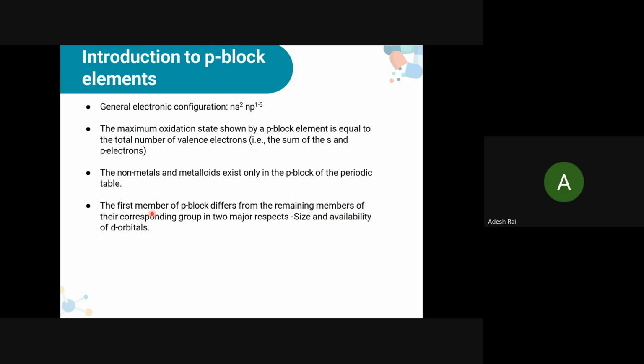So therefore, it is written over here that the first member of the P block differs from the remaining members of the corresponding group in two major respects. Why? Because of the size and availability of d orbitals. Because second period elements don't have d orbitals. D orbitals start from the third period and onwards.